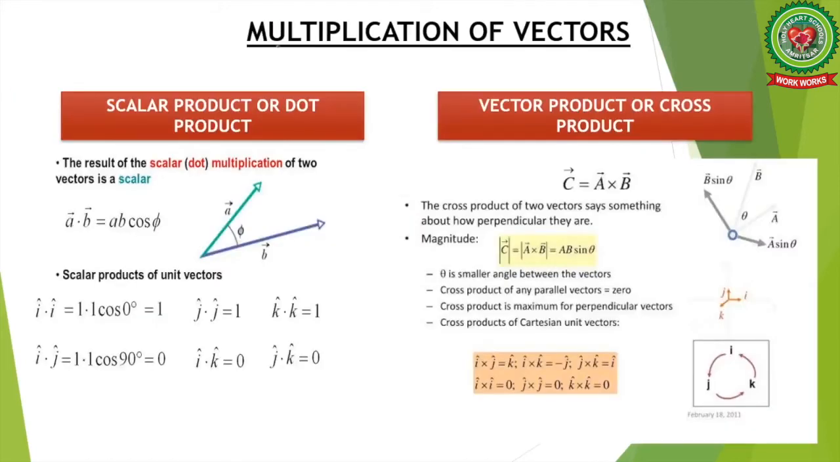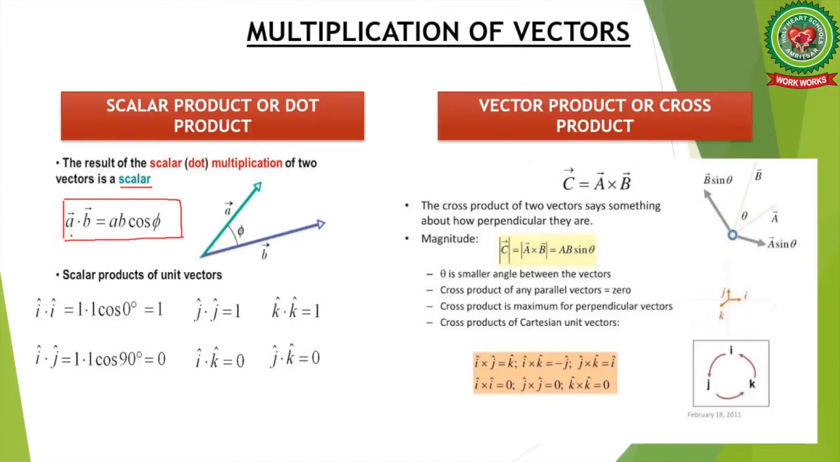Now after addition and subtraction, next is multiplication of vectors. Students, multiplication of vectors is very important. There are two kinds of multiplication in vectors. One is called the scalar product or dot product. Second is the vector product or cross product. Now the result of the scalar multiplication of two vectors is a scalar. If you multiply two vectors and the result is a scalar, then such a product is called the scalar product. This is the formula you have to keep in your mind. What is the formula?